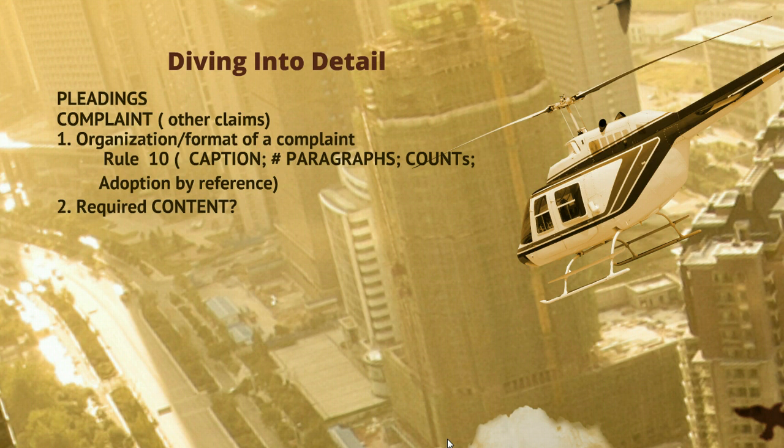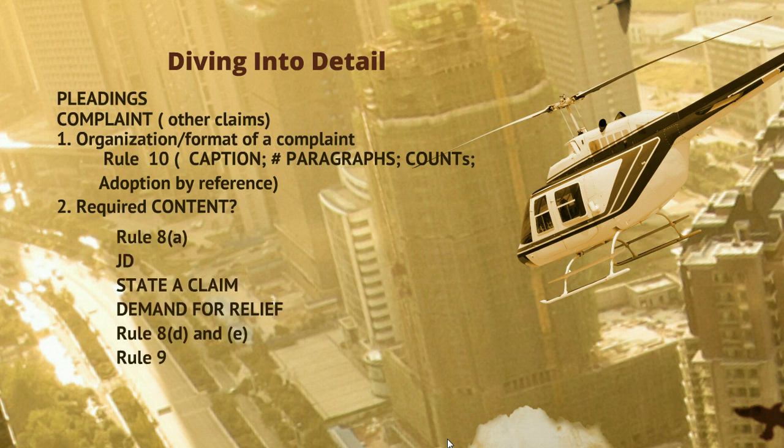So let's think about content. We learned about Rule 8A that's got 3 basic pieces to it: jurisdictional allegations, the statement of a claim, and the demand for relief. We also learned in response to this, or in the same area, under 8D and E, and Rule 9, other aspects of content that you want and how to construe the content in these claims. So Rule 9 talked about the specificity we would need in our allegations.